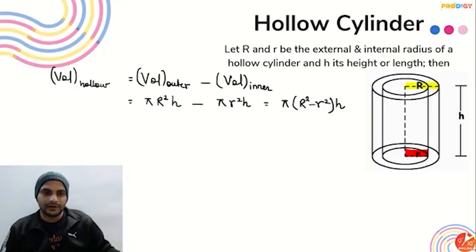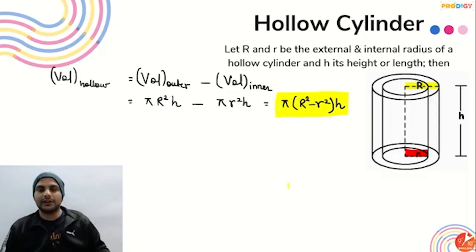Alright beta, ठीक है. So this is your formula for the hollow cylinder, the volume of the hollow cylinder. This is the formula for the volume of a hollow cylinder. Clear?